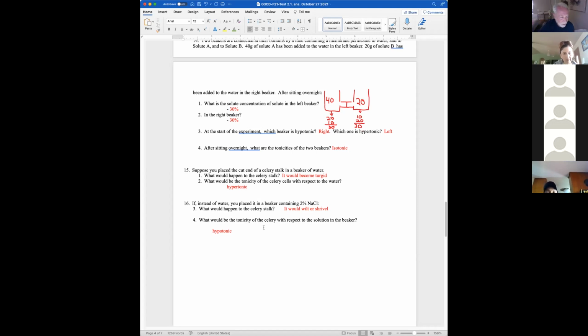Then if instead of water, you put the cut end in a beaker containing 2% salt, what would happen? Well, it would wilt. Water would move out of the celery into the beaker. And what would be the tonicity with respect to the beaker? It would be hypotonic. The celery would be about 0.9% solute, and the beaker is 2%, so it would be hypotonic.